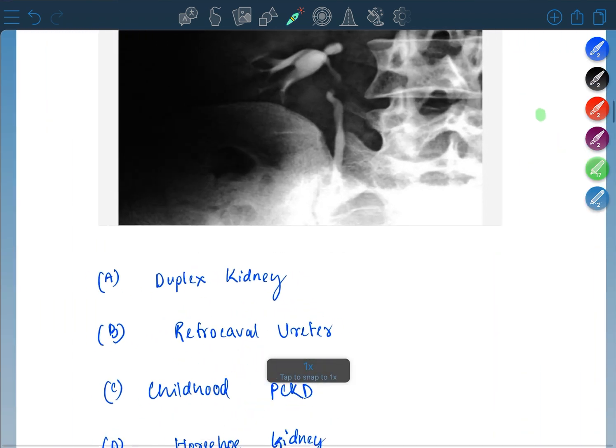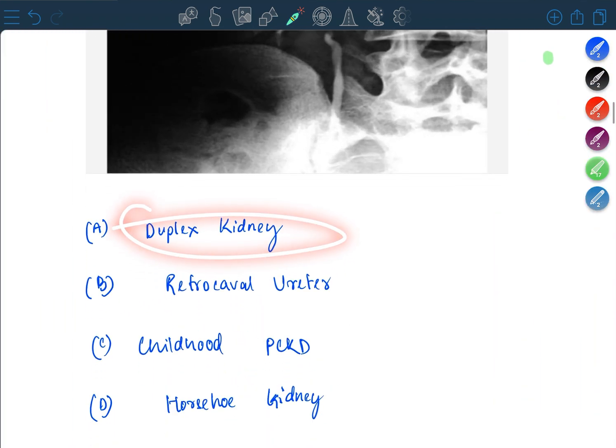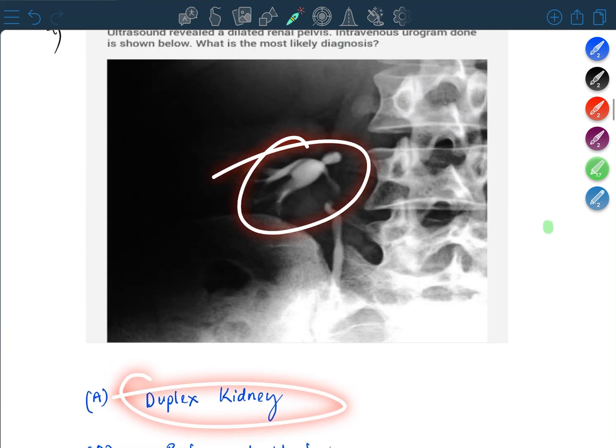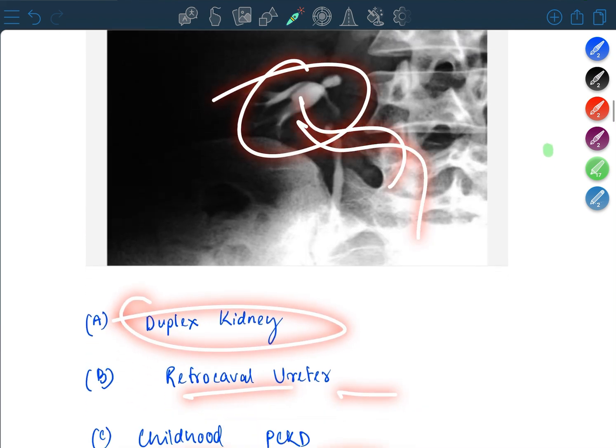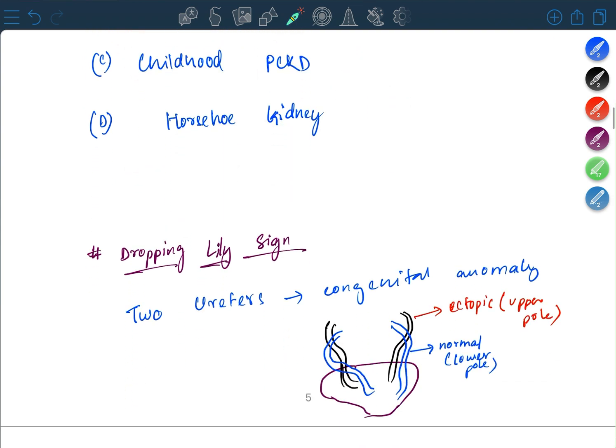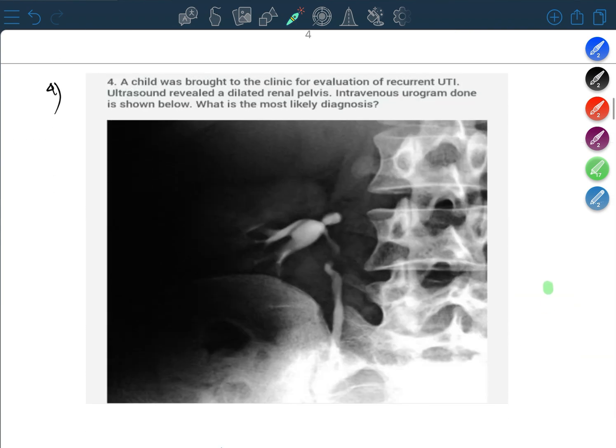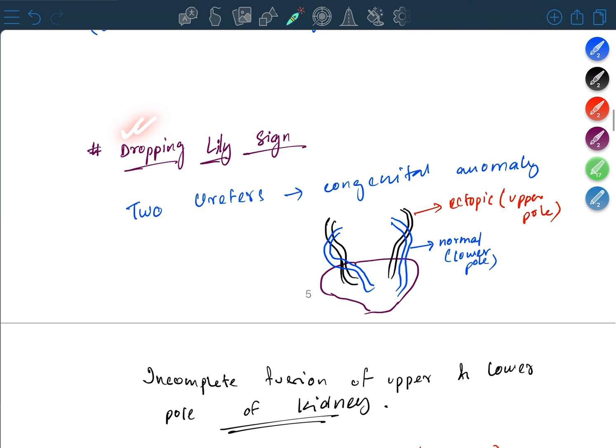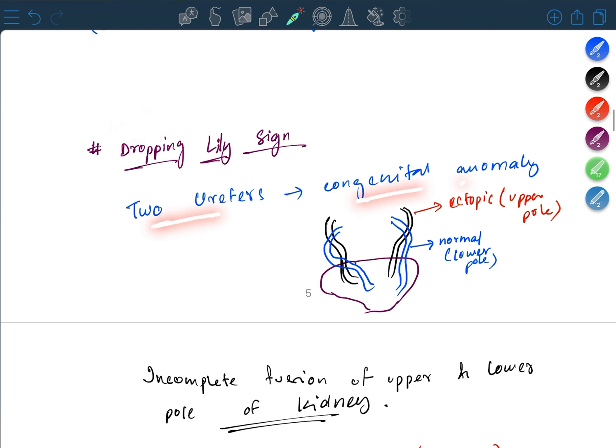Yes, so the easy answer is duplex kidney, not retrocaval, not childhood, not horseshoe kidney. I explained duplex kidney. They give out two ureters. Okay, now let's learn about drooping lily sign. This sign is known as drooping lily sign. Okay, let's learn. Two ureters, congenital anomaly. Two ureters are found and these are congenital anomaly.